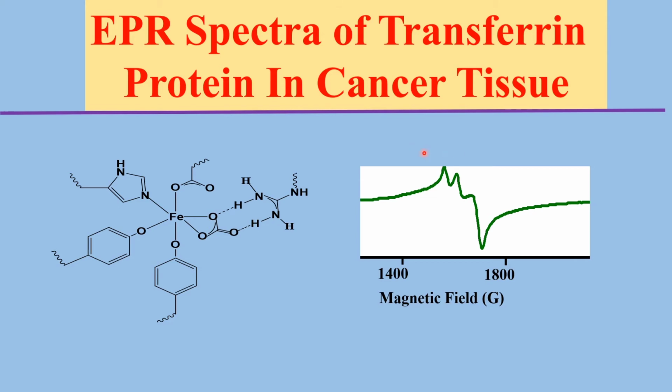In my research at the Medical College of Wisconsin, we have studied cancer. So we took the cancer tissue, put it into the EPR tube, and measured the low temperature EPR. The EPR spectrum for cancer tissue is shown here. The spectrum obtained is similar to transferrin EPR, protein EPR. Transferrin is a protein that is overexpressed in cancer tissue, as cancer cells require more oxygen for their growth.